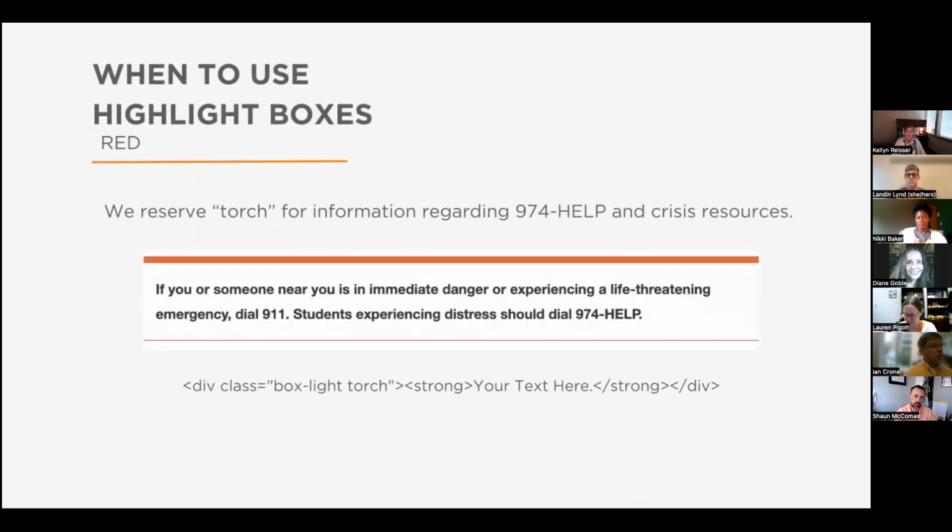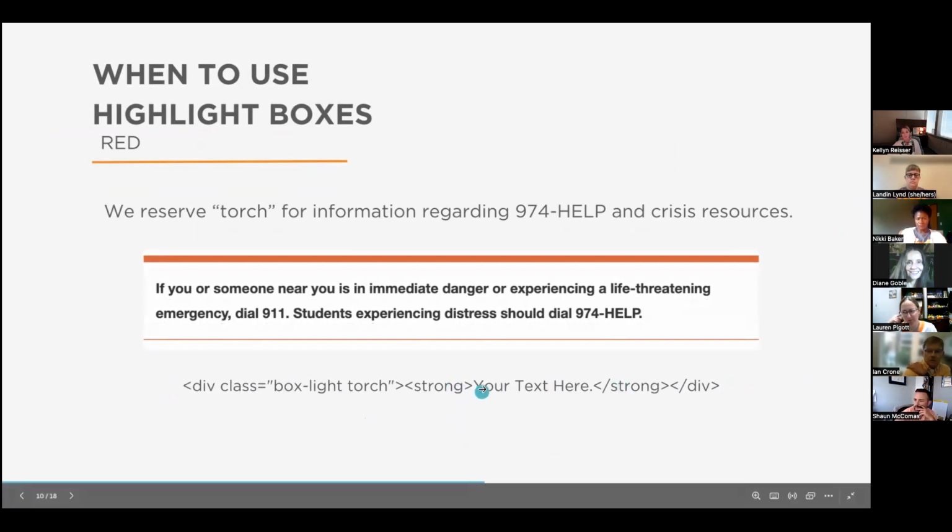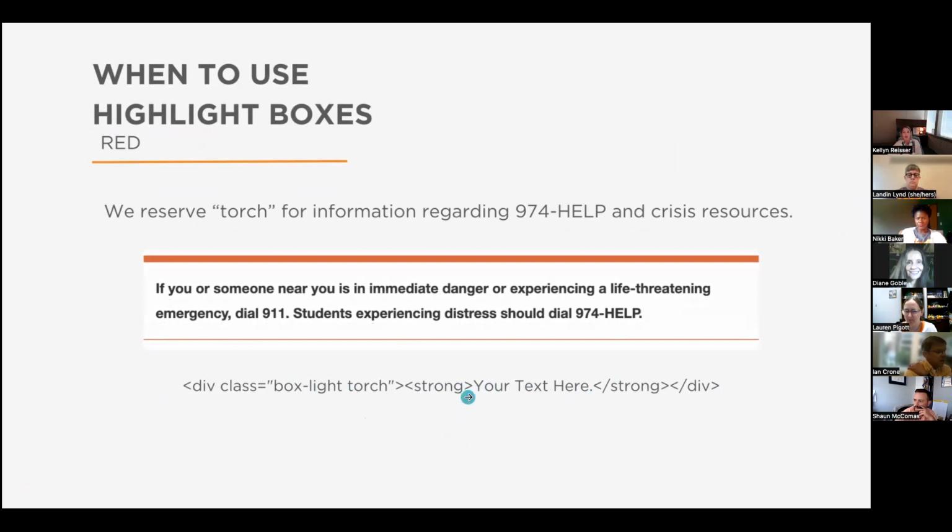So for red, this color is also known as torch. We reserve it for information regarding 974 help and crisis resources. This is an example of how we would use it on a page. And then there is the HTML code for this right here. So let's say your title was 974 help. Instead of your text here, that's where you would input 974 help. Hopefully that's pretty self-explanatory, but we do reserve that just for crisis resources and 974 help.